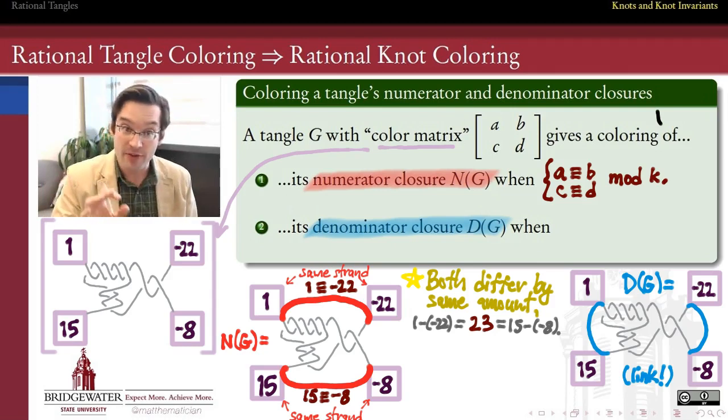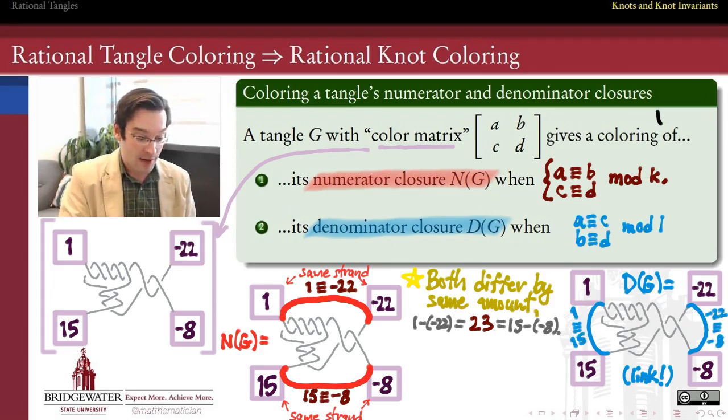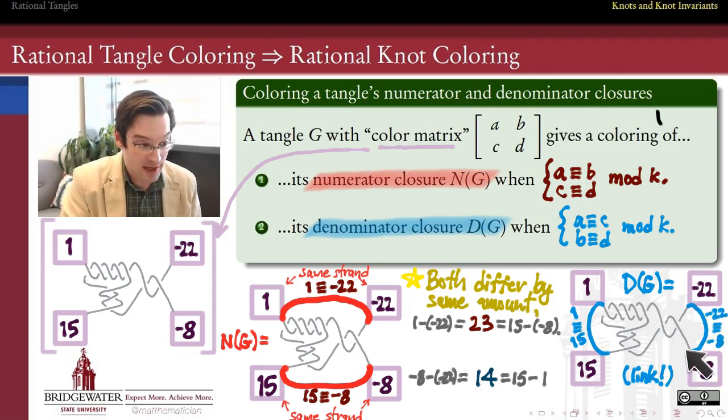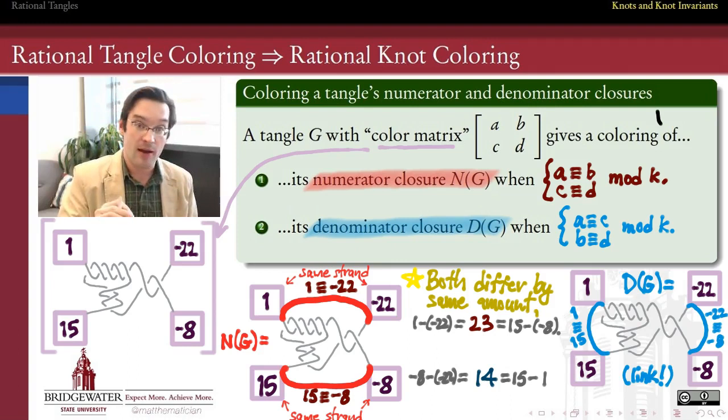In order for us to have a valid coloration, what arithmetic system do we need for the denominator closure? Well, here we need the 1 and the 15 to have the same color, and we need the negative 22 and the negative 8 to have the same color. So whatever numbers that we use over there, they have to be the same. We have to choose a modulus that makes those indistinguishable. So 1 and 15 have to be the same, negative 22 and negative 8 have to be the same.